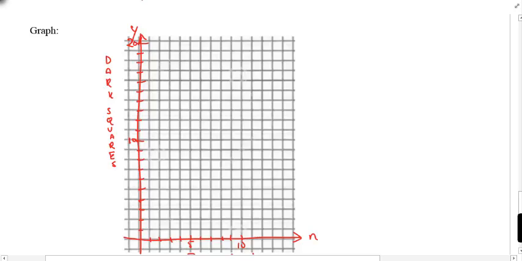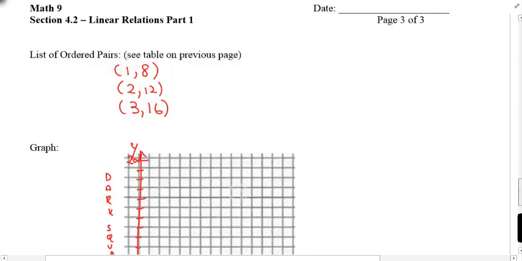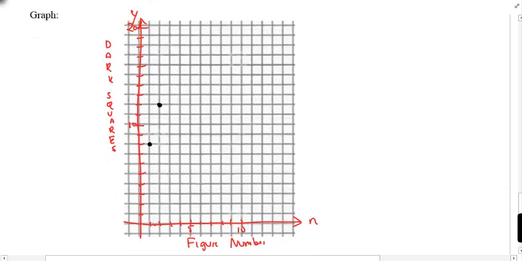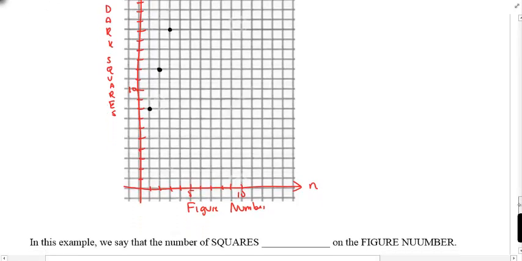And let's go ahead now and plot these points. So our first point was what again? I totally forgot. Oh, 1, 8. So from the origin, that's right here, we're going to go 1 to the right and then 8 up. So here's our first point, 1, 8. Our next one was 2. So from the origin, 2 to the right and then now up, I think, until 12. And our third coordinate, 3, 16. So 3 to the right, up to 16. And those are our 3 points. Okay. Now, of course, we can do more, but our charts and our ordered pairs only had 3, so we'll just leave it with 3.